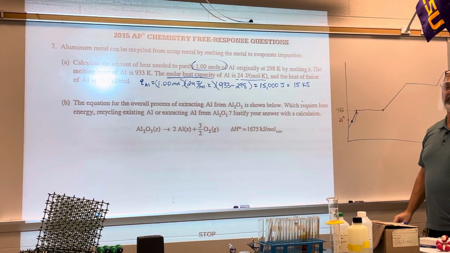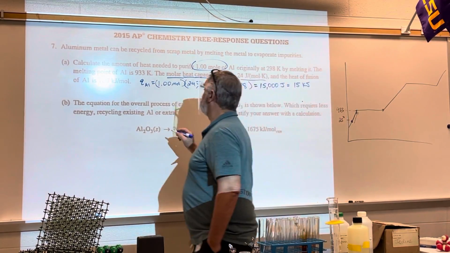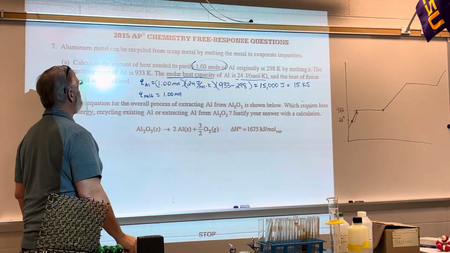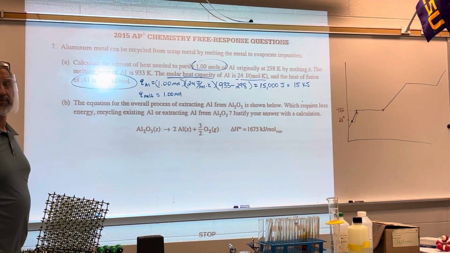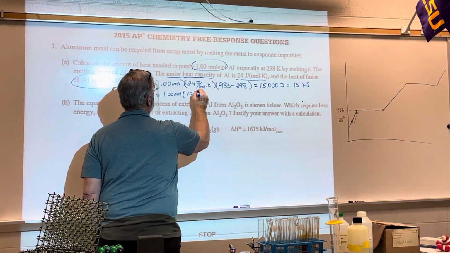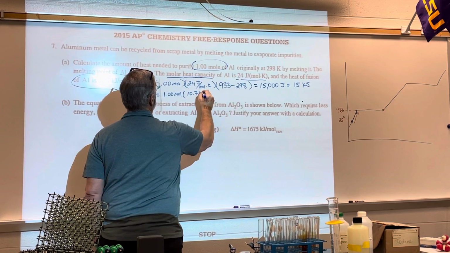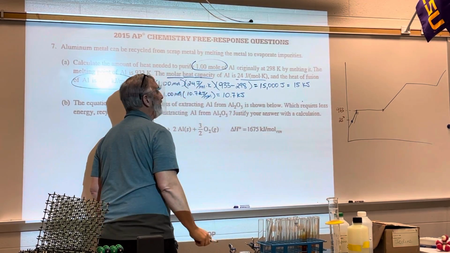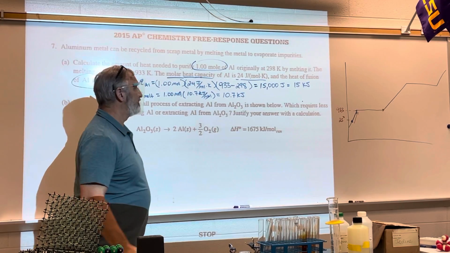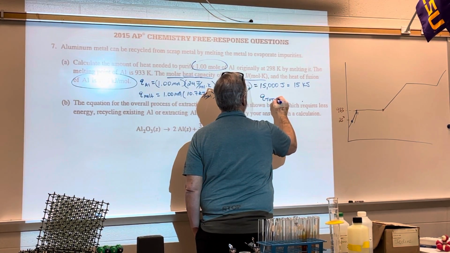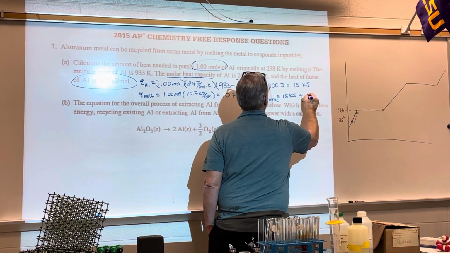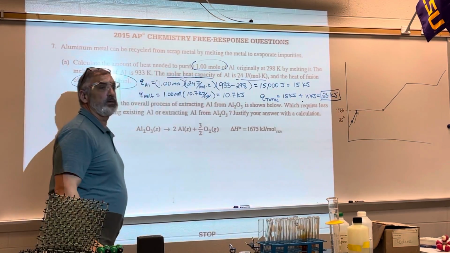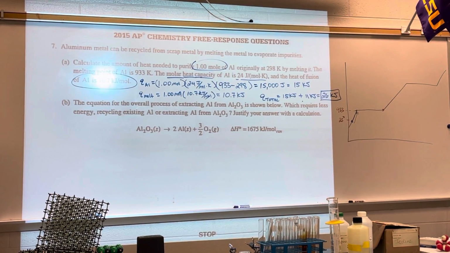Okay? Now we have to melt it. How do we do melting? Do the same thing, but without pushing the temperature. So I say one mole times what? 10.7. This is my heat of fusion right there. Times 10.7. Now, you know, that's kilojoules already per mole. So obviously it's going to be 10.7 kilojoules. So now when I add those together, I'm going to end up getting Q total, 15 plus 11, 26 kilojoules. That's it. It's that easy.